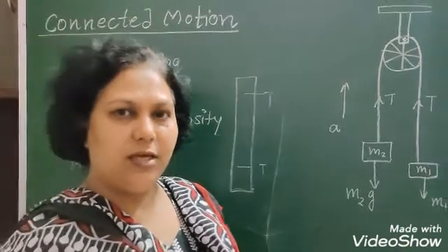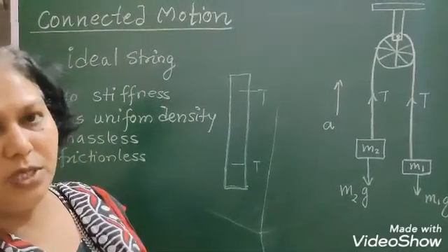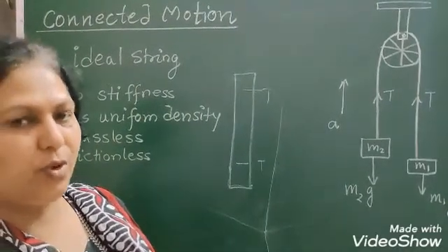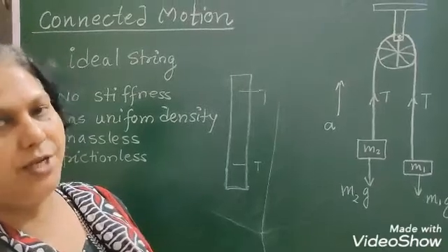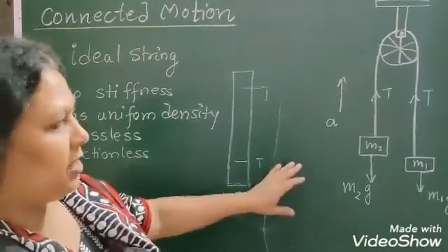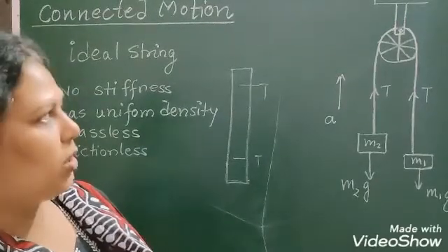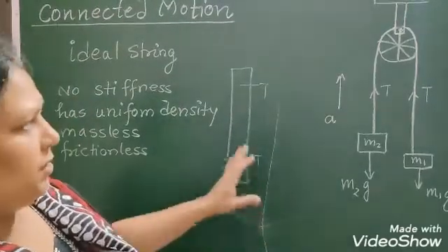Now we will see connected motion. In connected motion, we will calculate the acceleration produced on the body and the tension created by the body. So for this, you will see this is the string and pulley problem we can solve by this derivation.